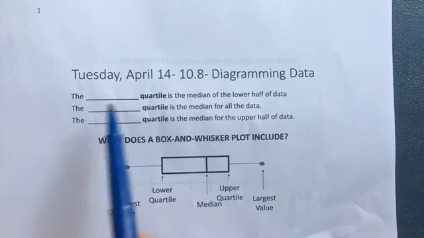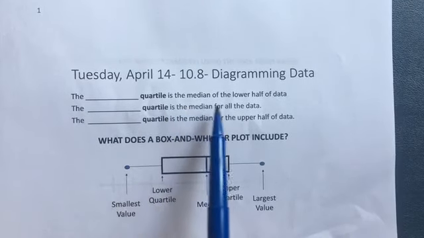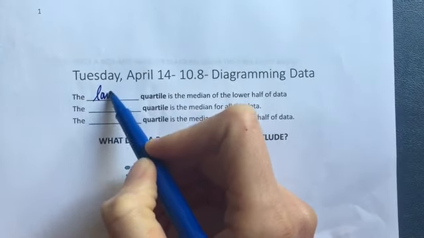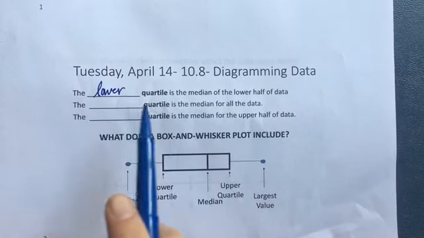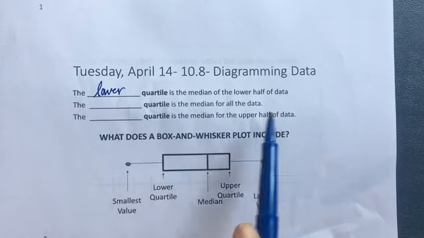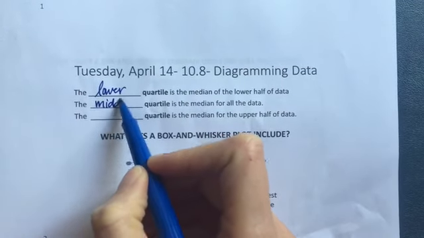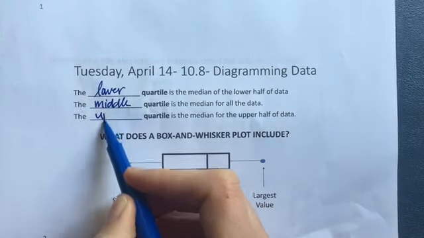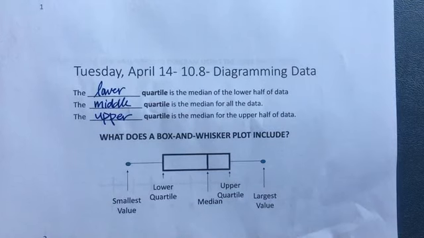We have the blank quartile, we say that word as quartile, is the median of the lower half of data, and that's the lower quartile. I'll explain this more in context in a second. The blank quartile is the median for all of the data, so we say this is the middle quartile. Again, I'll explain what this means as we go through. And then this last one is the upper quartile, and that's the median for the upper half of data.